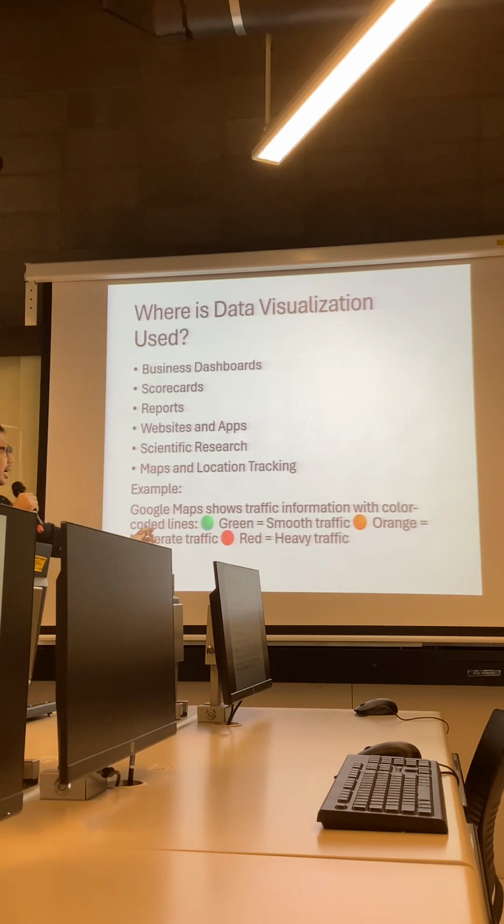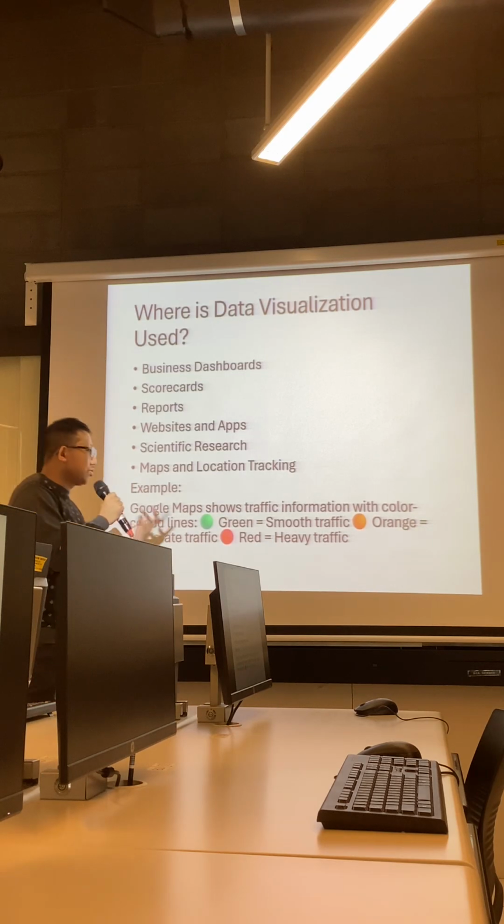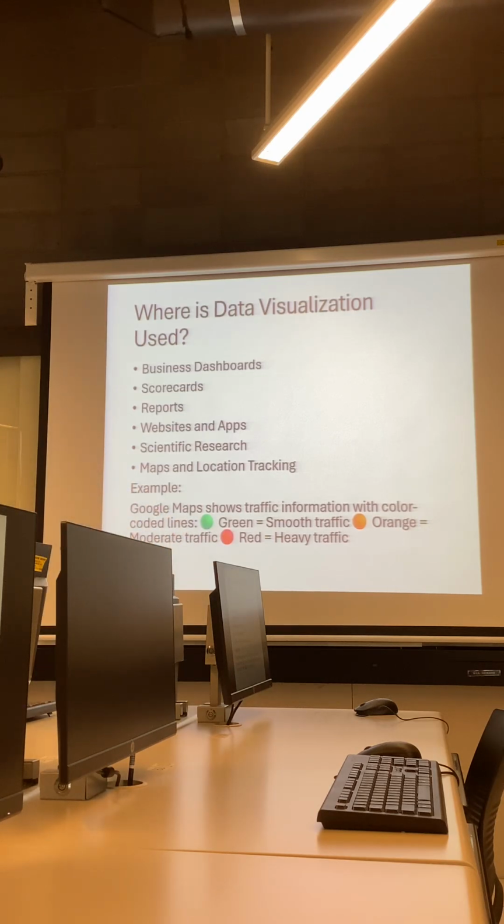Maybe Google Maps is the most common one that we use every day. Google Maps shows traffic information with color-coded lines. Blue, if I'm not mistaken, is smooth traffic, orange is moderate traffic, and red is heavy traffic. So we can easily find data visualization in our daily life. Google Maps is one of the easier ways to see data visualization. Blue means the road is pretty smooth, no traffic jam, orange means a little bit of traffic, and red means a traffic jam where you maybe cannot move.